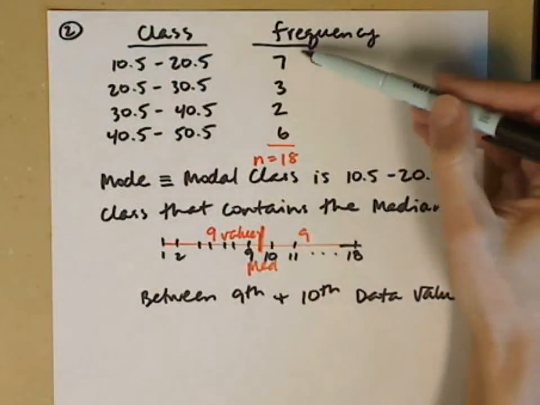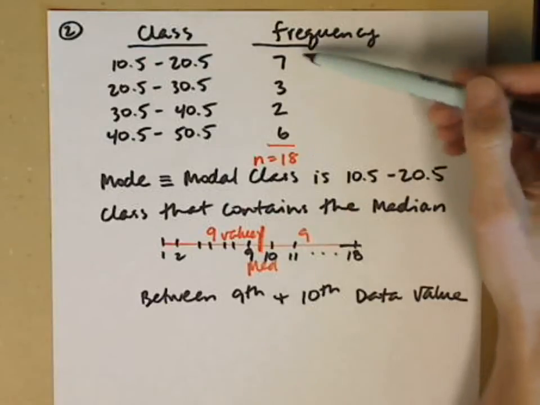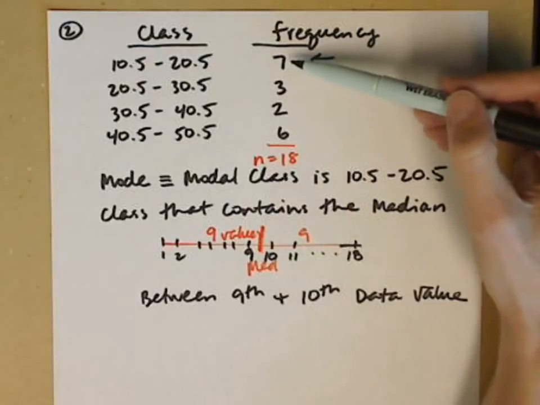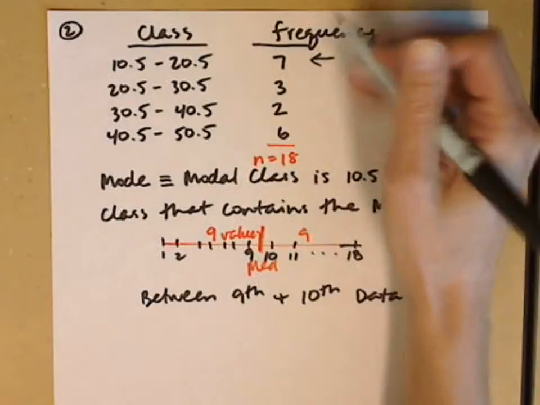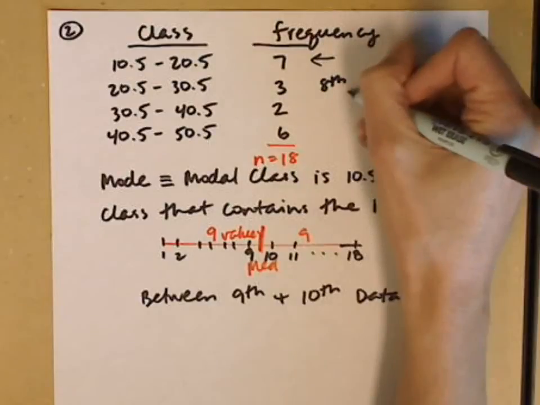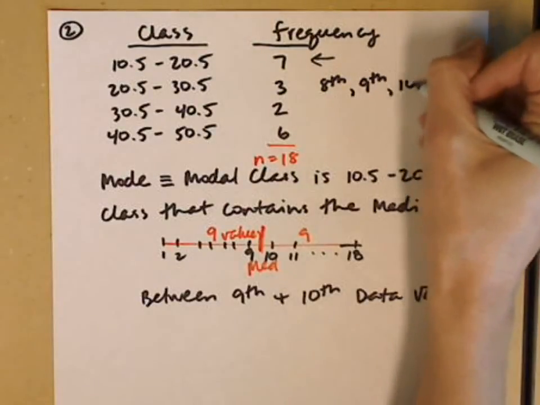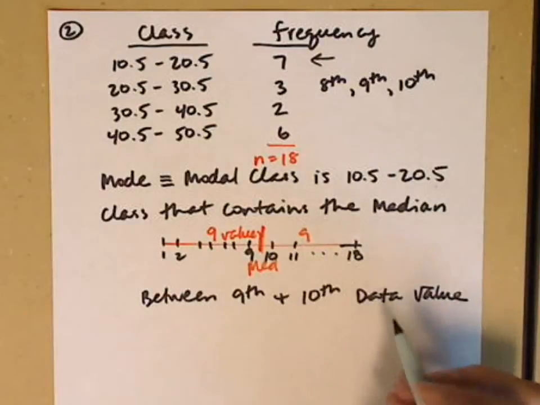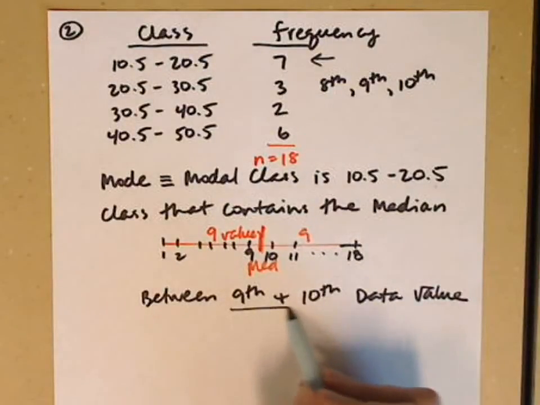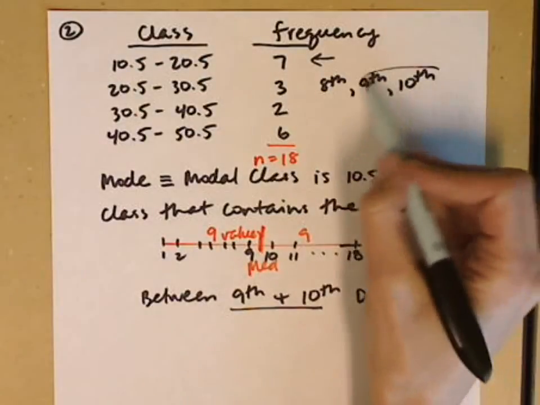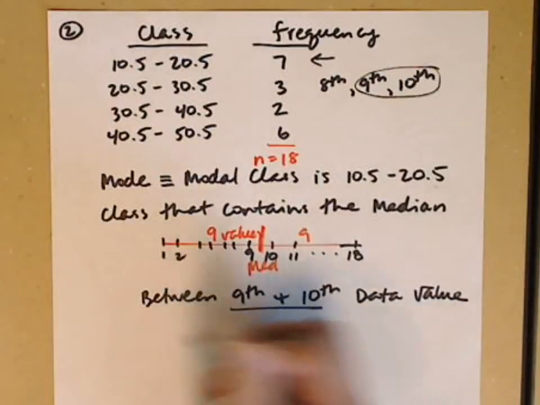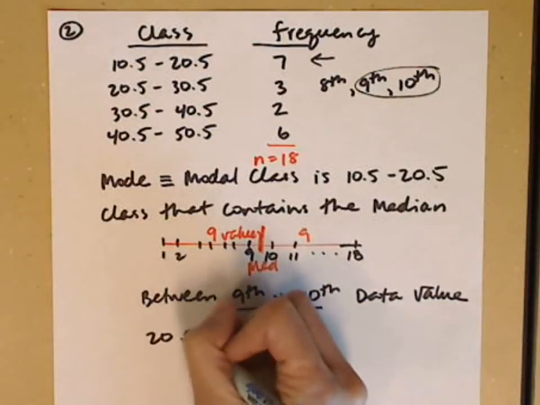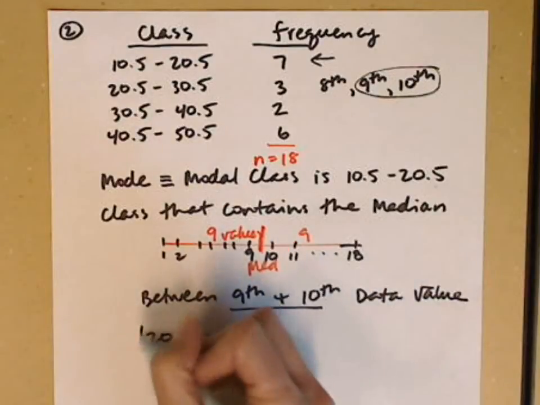So I go up to my frequency distribution and I decide where that happens. In the first class, I only get up to the 7th data value. So data values 1 through 7 are here. In the next one, I add 3 more, which means that in this class I have the 8th data value, the 9th data value, and the 10th data value. We were looking for the median, which was in between the 9th and 10th data values, and there it is. It lies in the second class. So the class that contains the median is the second class, 20.5 to 30.5.